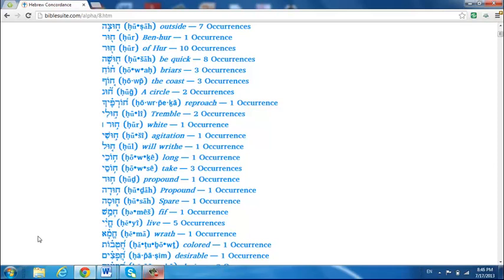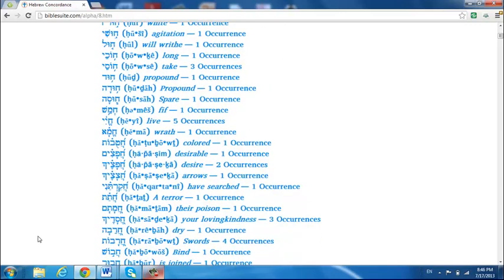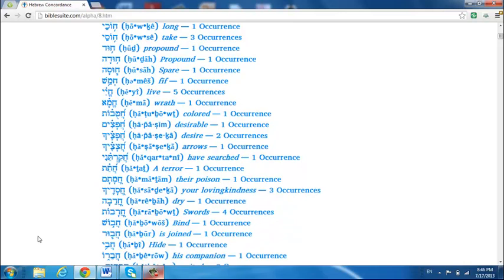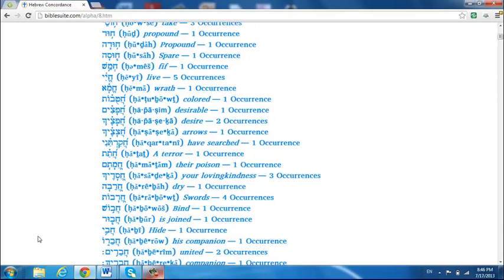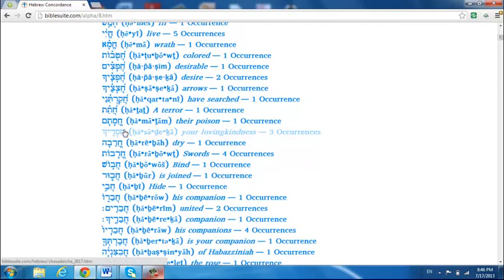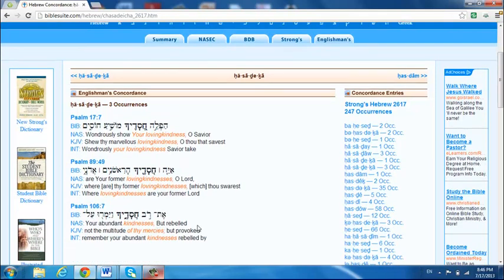So let me see if I can find chesed. Aleph, Beit, Gimel, Dalet, Hey, Vav, Zayin, Chet, Tet, Yod. So the kaf, I found the kaf. Kaf, Lamed, Mem, Nun, Samek. Okay, chesed, I think, is in the second letter. Where is it at? So you see, it's hard to find things. There's a chesed, your loving kindness, but I want to find just the word chesed. Where's just the word chesed? Maybe I can find it through the back door.